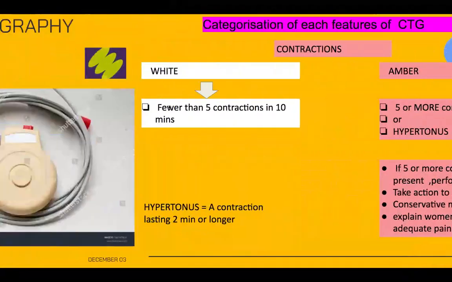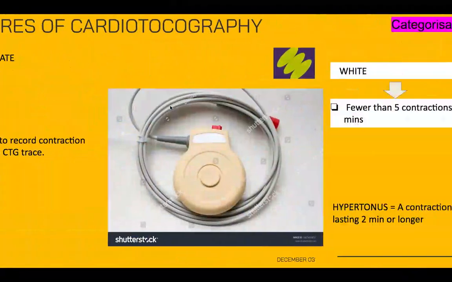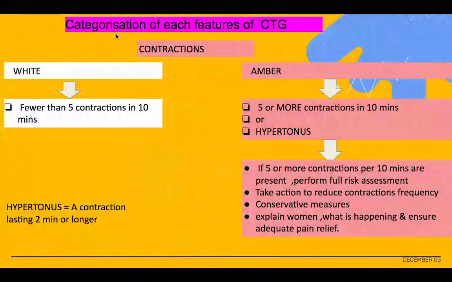Yes, coming to the contractions first, right? For the contractions, categorization of the CTG and its contractions. So what are the types of contraction? How can we categorize the contractions? That is a feature of the CTG. Contractions can be categorized as white, or they can be categorized as amber. When do we categorize them as white and when as amber?